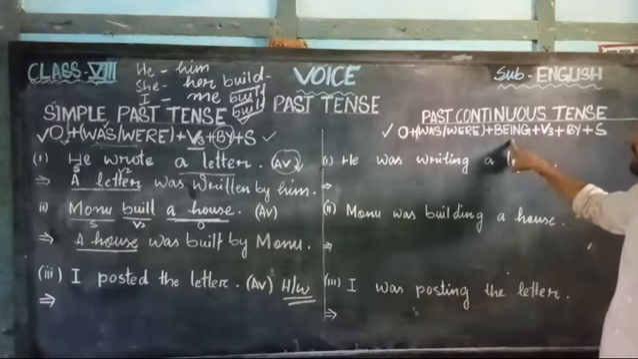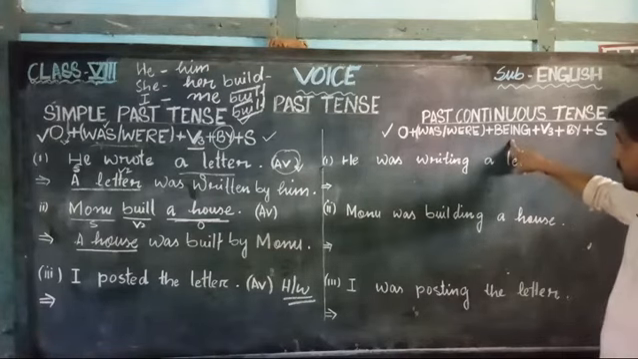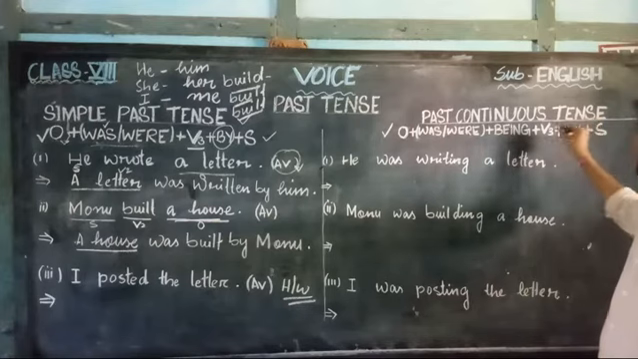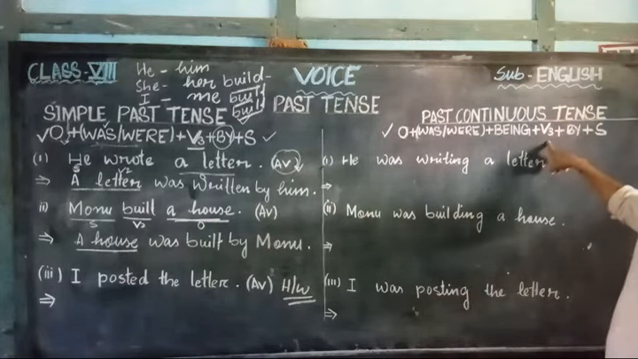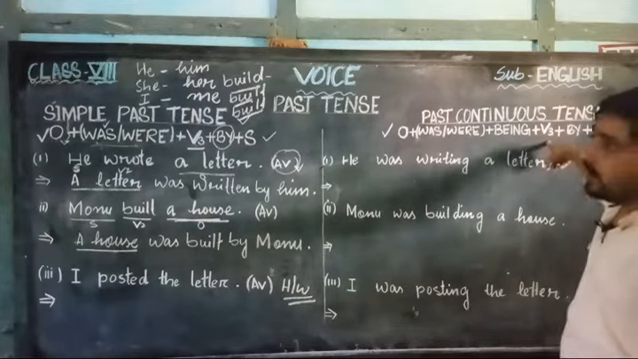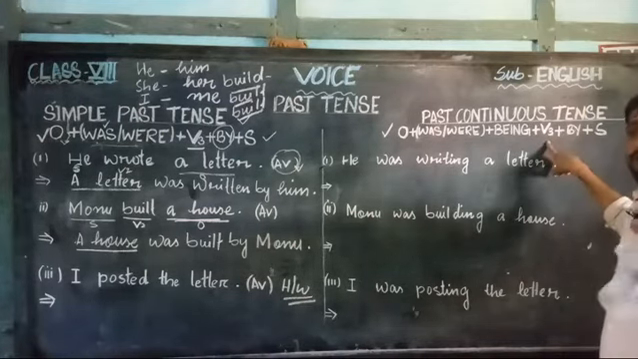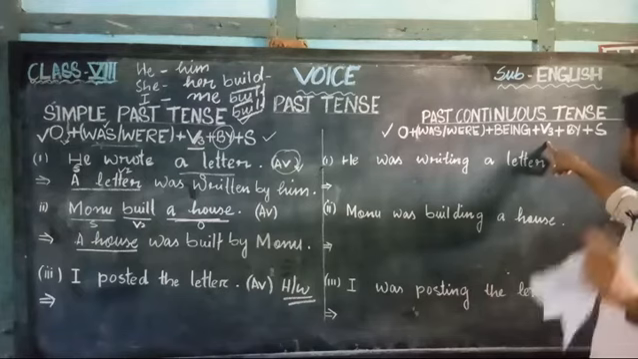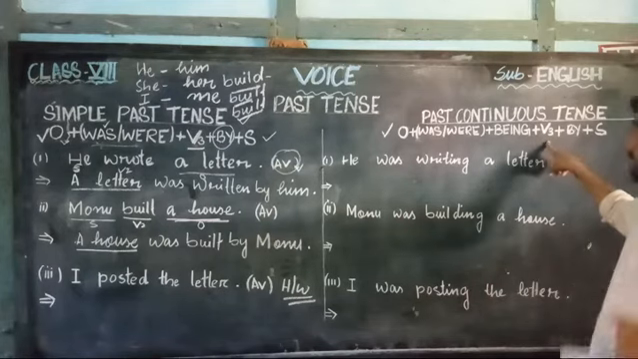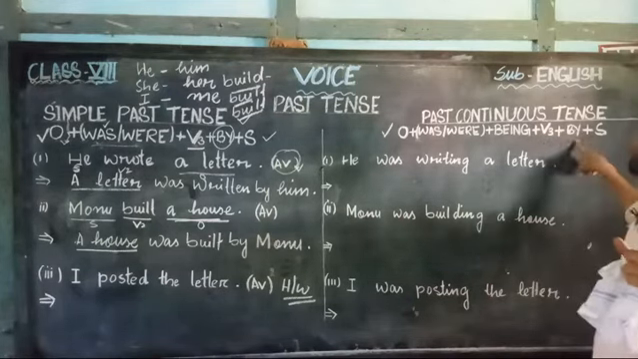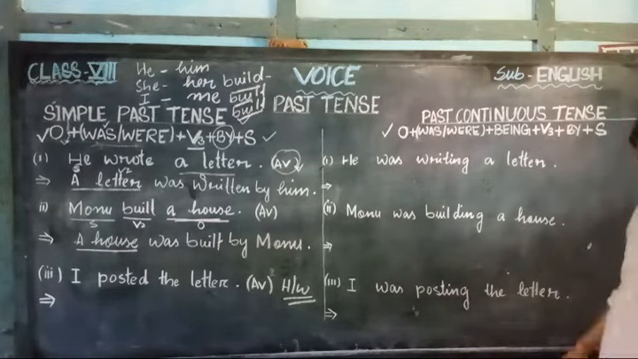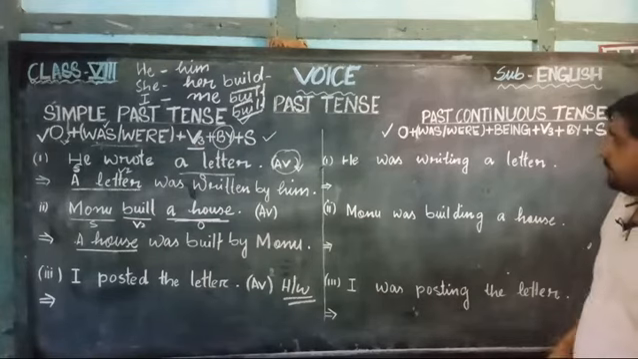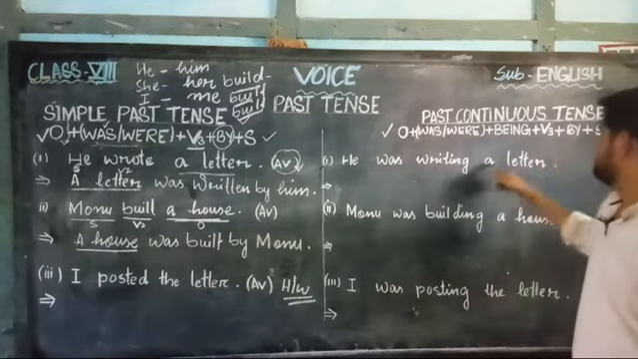If the sentence is in continuous tense, then V3. Always remember that in passive voice the verb should be in the third form. Always in the third form. This you remember. Then by, then subject. This much only. Now, he was writing a letter.